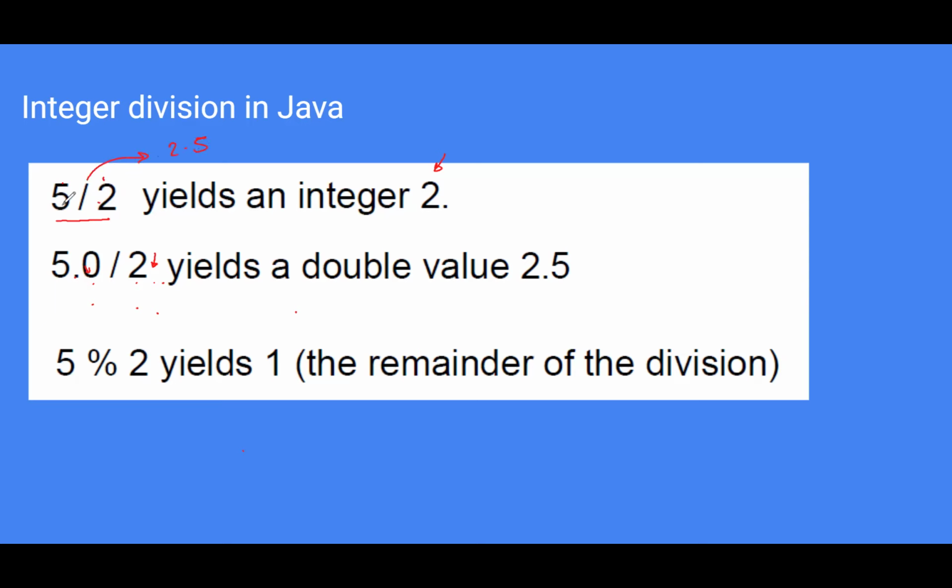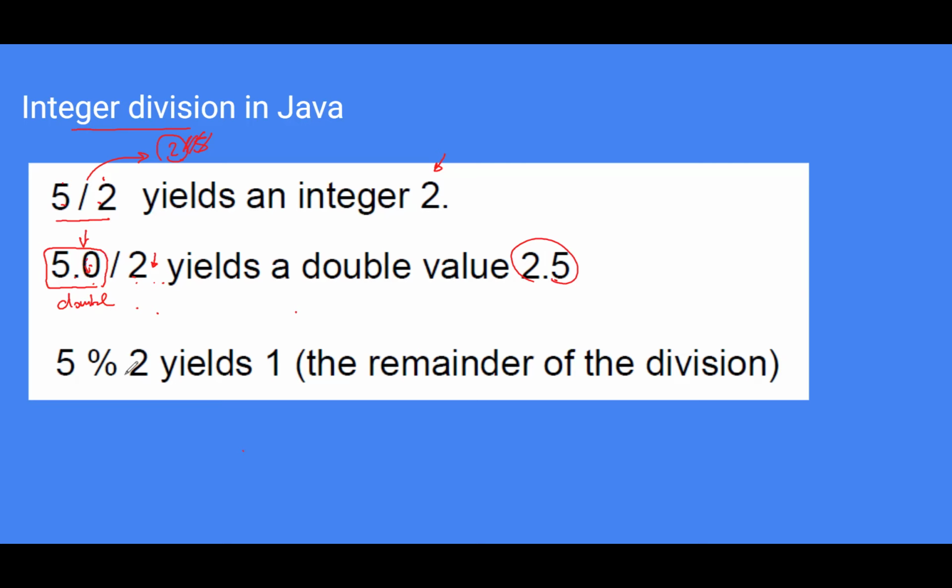But because both of them are integers, we treat that as integer division. Integer division will get rid of the decimal point and only show me the integer part. Okay, what if we divide 5.0, which is a double, by 2? That will produce 2.5. Why? Because this is a double. So it will not do integer division because it considers this as a double.